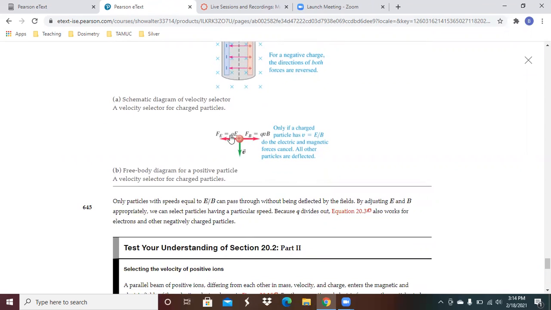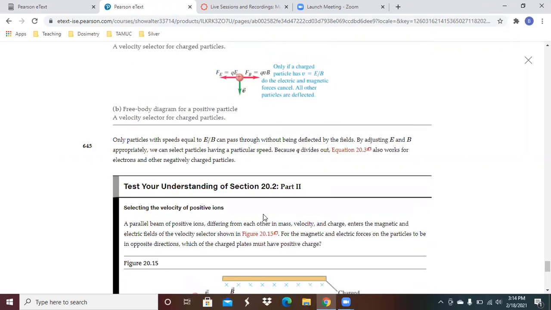You've got the electric field and the magnetic field forces going in equal and opposite directions, and then this is the free body diagram for a positive particle, and then you've got the velocity going in this direction. So only if a charged particle has this velocity do the electric and magnetic forces cancel. All other particles are going to be deflected.